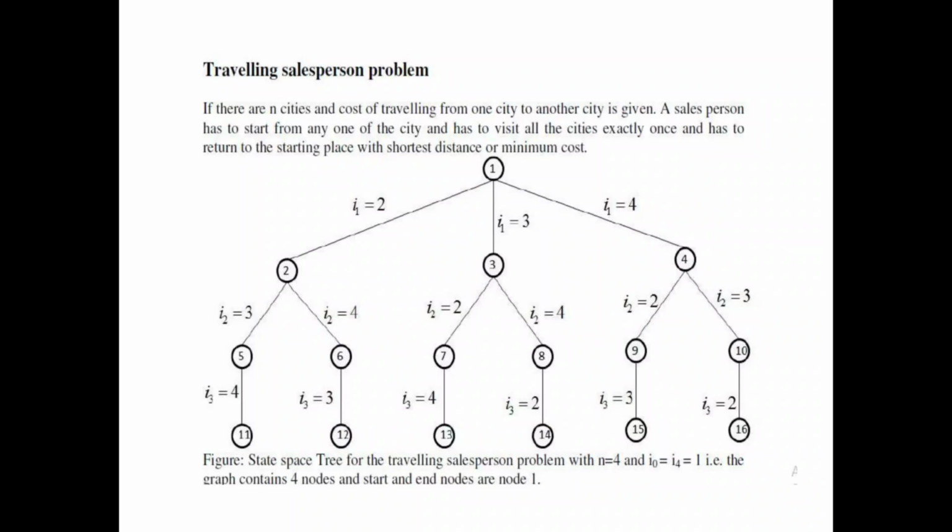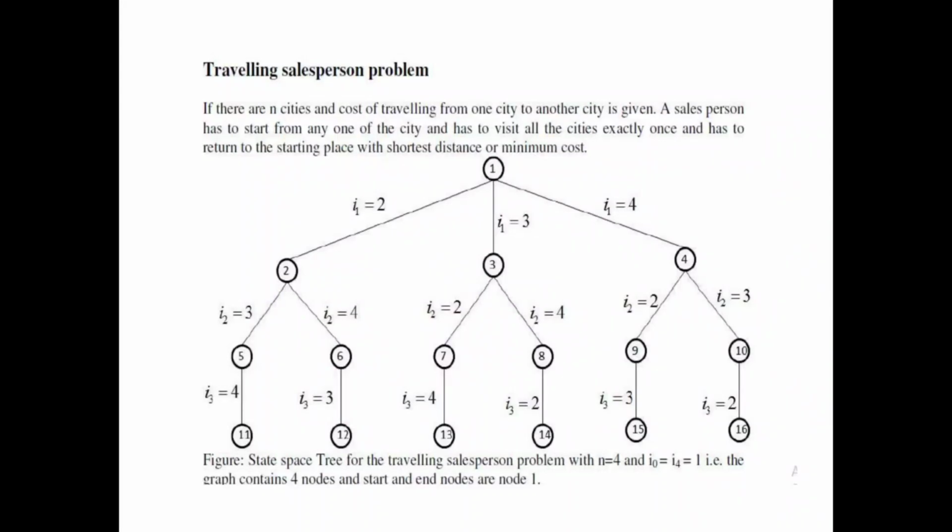A salesperson has to start from one city and visit all the cities exactly once and return to the starting place with the shortest distance, that is, the minimum cost. The traveling salesman problem is starting from one city, reaching all the intermediate cities, and returning to the starting one with the minimum cost.